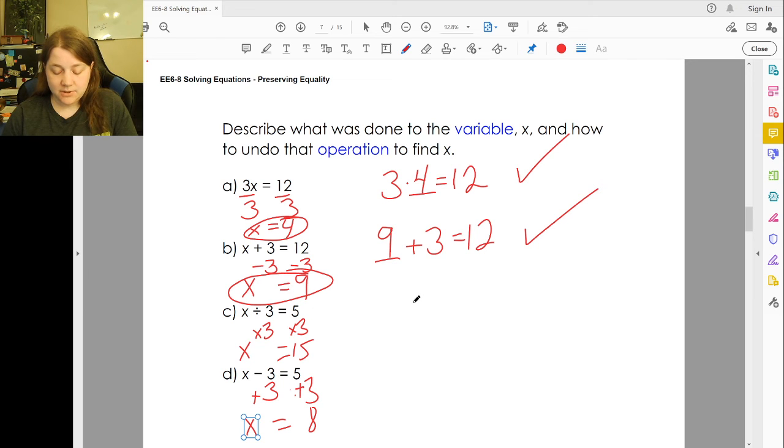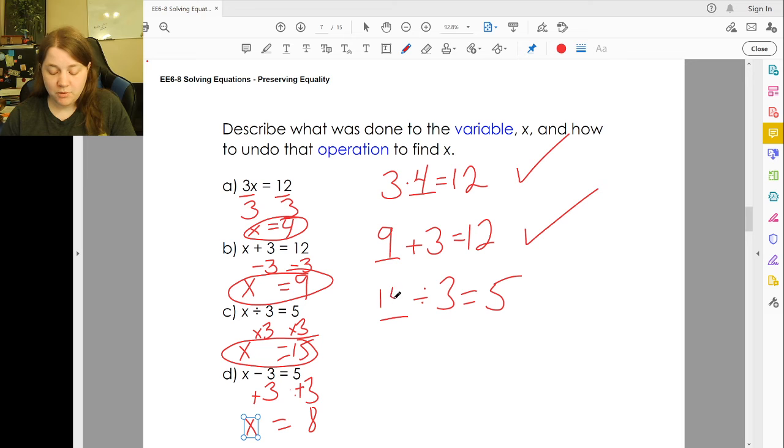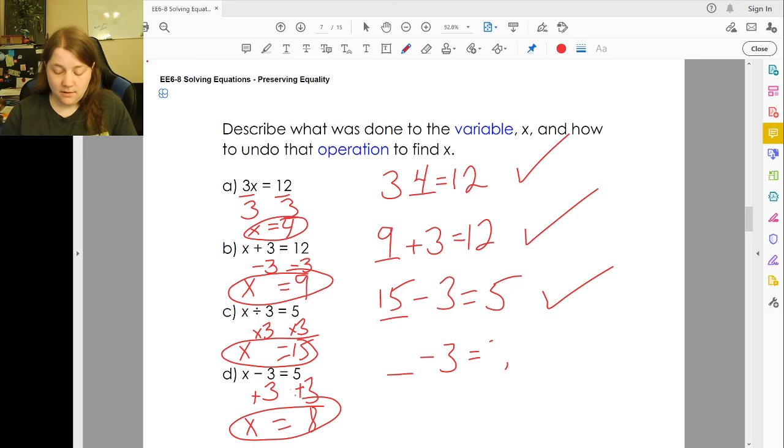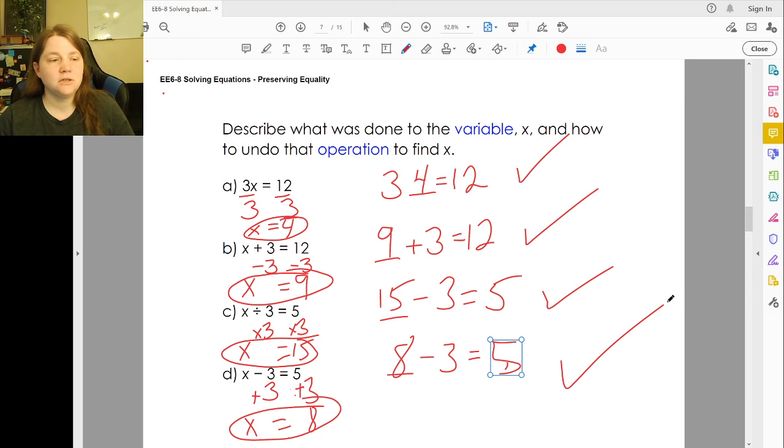If I have x divided by 3 equals 5, we said x equals 15. So I'm going to put a 15 here instead of the letter x. Does 15 divided by 3 equal 5? Absolutely it does. We're good to go there. And for our last one, we had something minus 3 equals 5. Now, I want to know if I put an 8 here, does 8 minus 3 equal 5? Yes, it does. We're good to go.